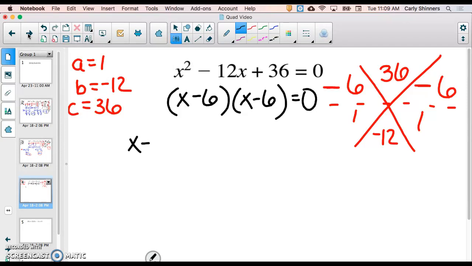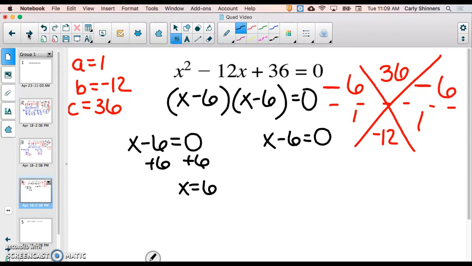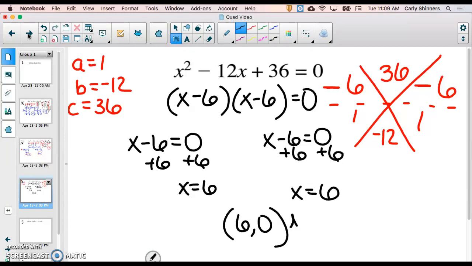So I have two of the same factor this time. So I just get x is 6, and I'll just show you it both times, but we know it's going to be the same answer. So what that tells us is in this case, I only have one x-intercept, and it's at (6, 0). That's my only x-intercept. So this is one of those parabolas that only crosses the x-axis at one place.